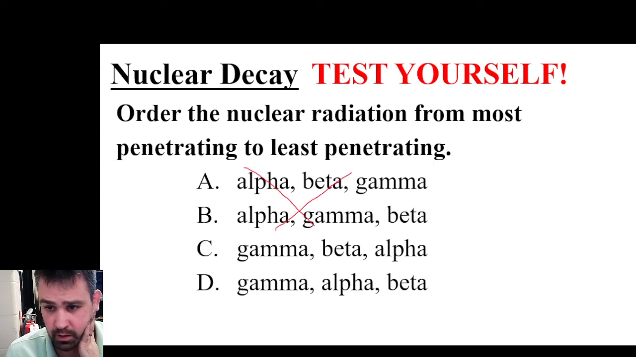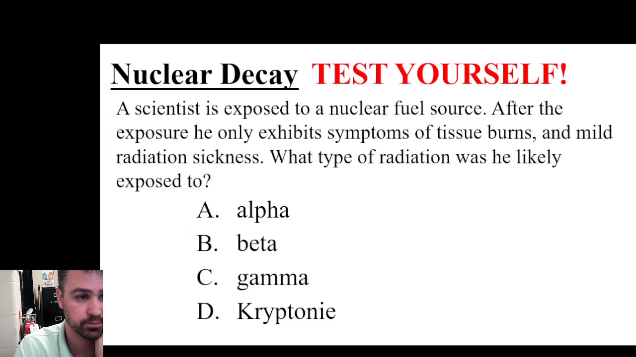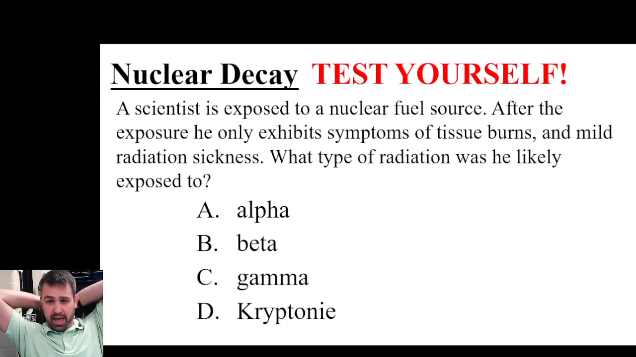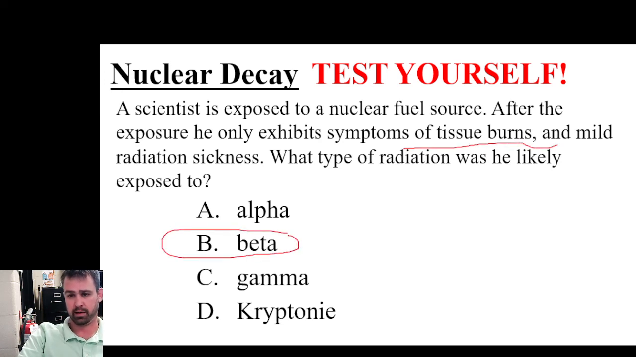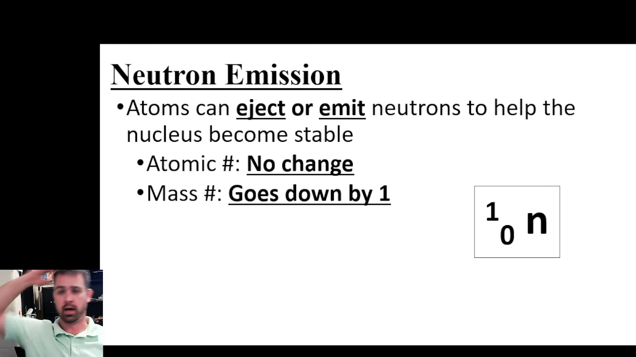So A and B are out. So then I know that gamma, beta, alpha is the correct order there. A scientist exposed to a nuclear fuel source, after the exposure, he only exhibits symptoms of tissue burn and mild radiation. What type of radiation? So mild tissue burns is probably going to be beta. If it was severe stuff, severe radiation sickness, that would be gamma.